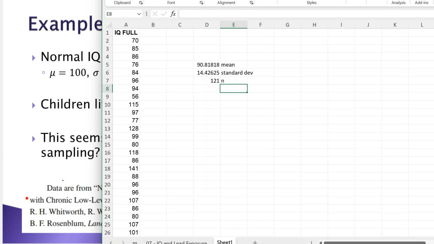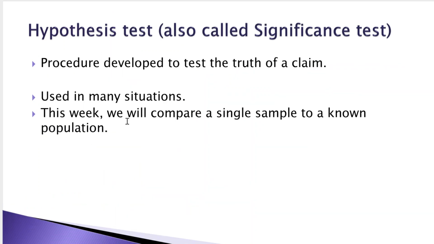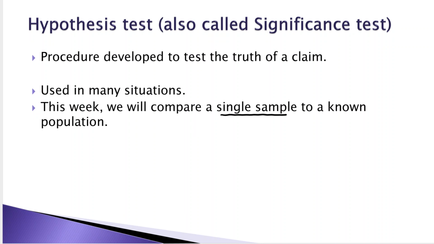So let's look at our next slide. Hypothesis test, also called a significance test. Like I just said, it's a procedure that's developed to test the truth of a claim. It's used in more situations than what we have now. We'll be doing hypothesis tests for the rest of the semester. What we're doing this week is one certain type of hypothesis test, and the type we're going to do this week will be comparing a single sample, so we're doing a one sample hypothesis test, to either a known population or a claim about a known population. That's the idea.